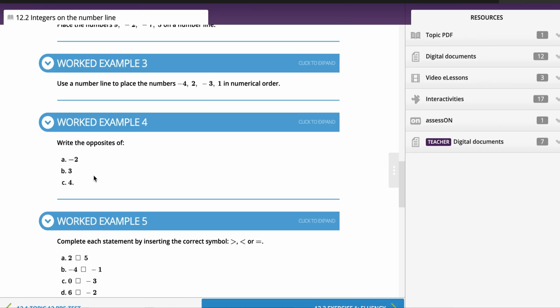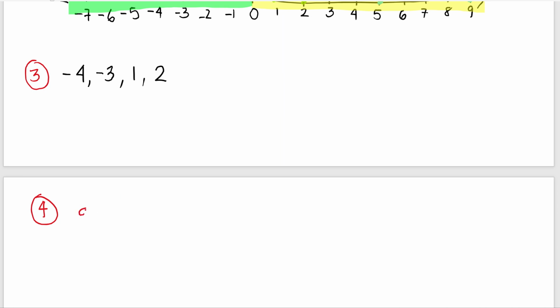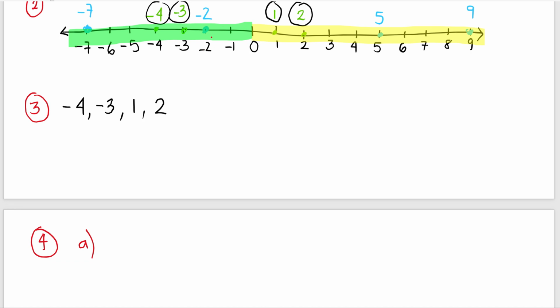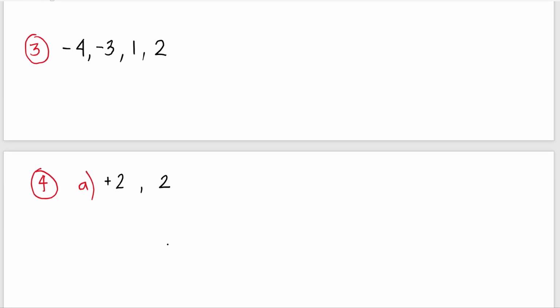So A, which one is going to be the opposite of negative 2? So if I look at here, I have negative 2, and which one is the opposite? Positive 2. So my answer is positive 2 if I'm asked to write a directed number. Otherwise, I can also write it as 2. Both answers are correct.